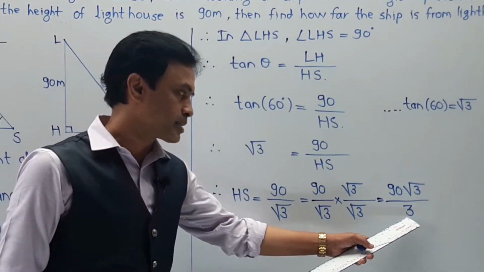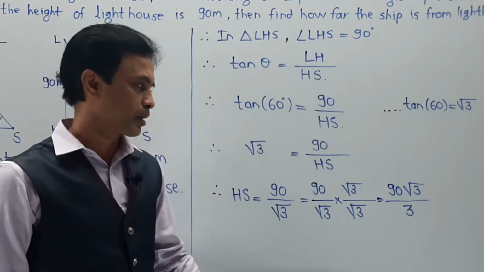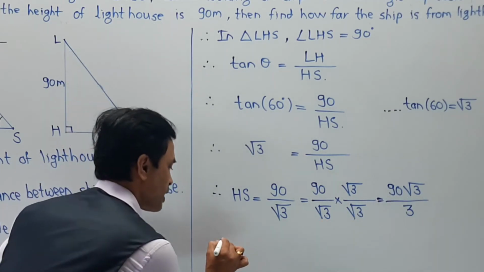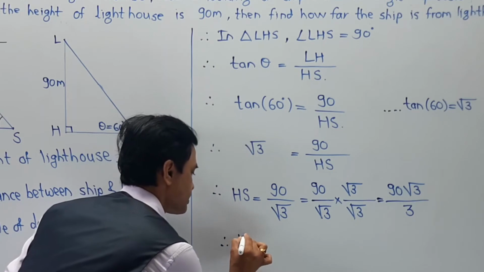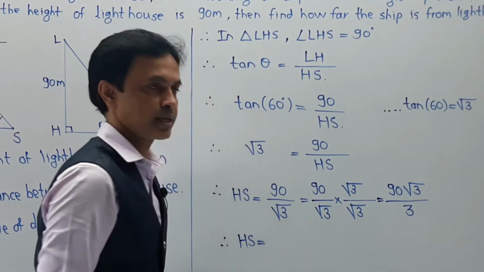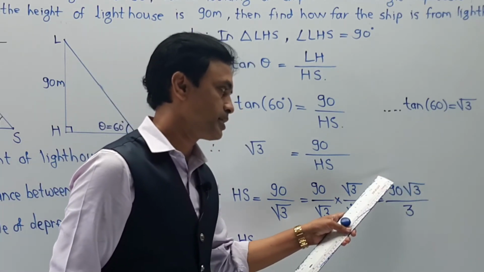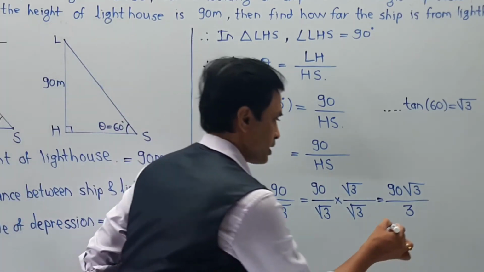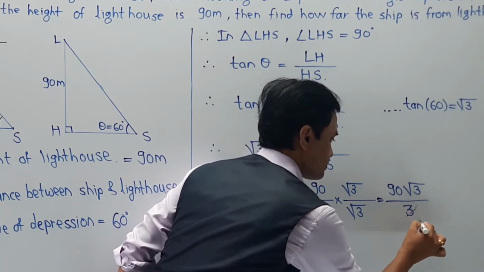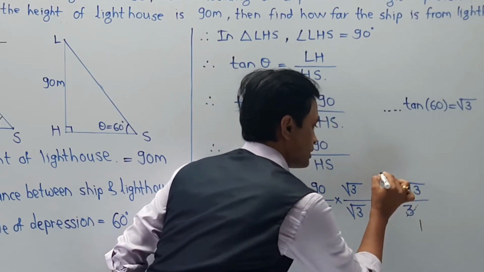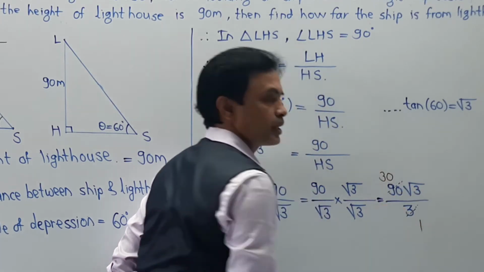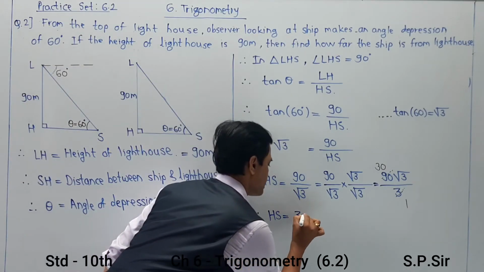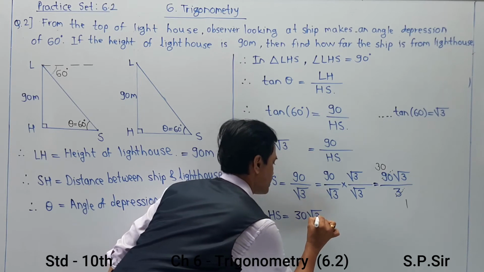Now we can divide 90 by 3 in terms of calculation. 3 3s are 9, so it becomes 30. 3 1s are 3, 3 3s are 9 and 0, so 30 into root 3. So your answer becomes 30 root 3.